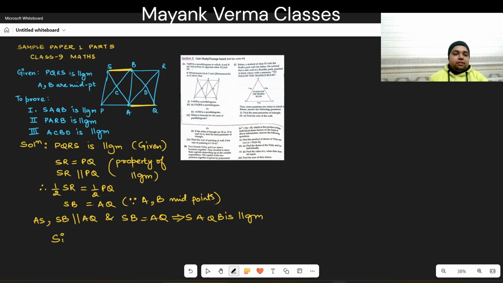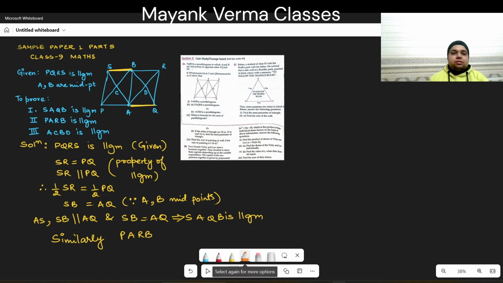Now similarly, I can say that PARB. Now what is PARB? This PARB is also a parallelogram, right? Now in the third, I want to prove that this middle term ACBD is also a parallelogram. So here let's name it equation 1 and this is equation 2.